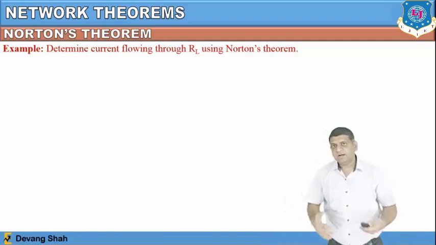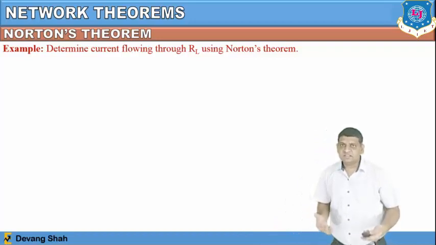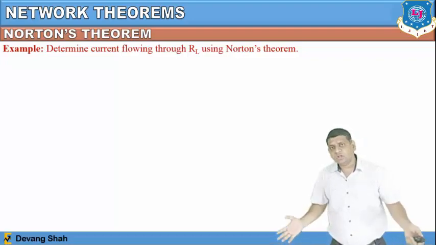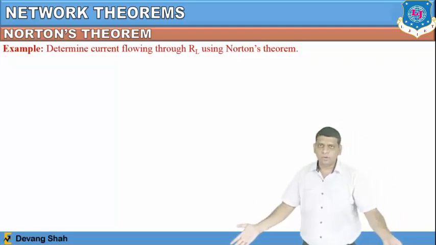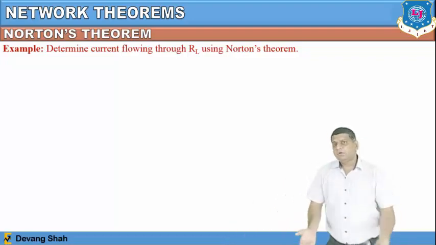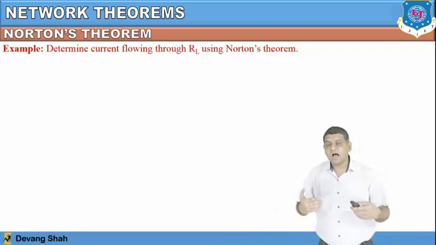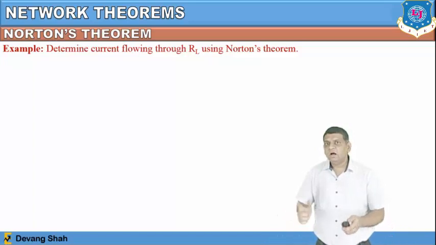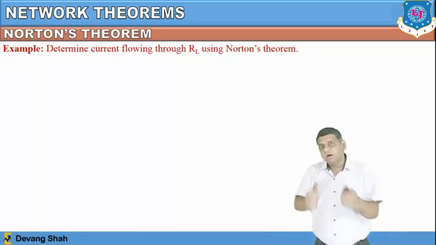Step number 3, again I have to find the resistance RN, or you can consider it as RTH, by making all voltage sources short and all current sources open, right? Then step number 4, I have to find the IL current passing through resistor RL. So that IL you can find using the current divider rule.